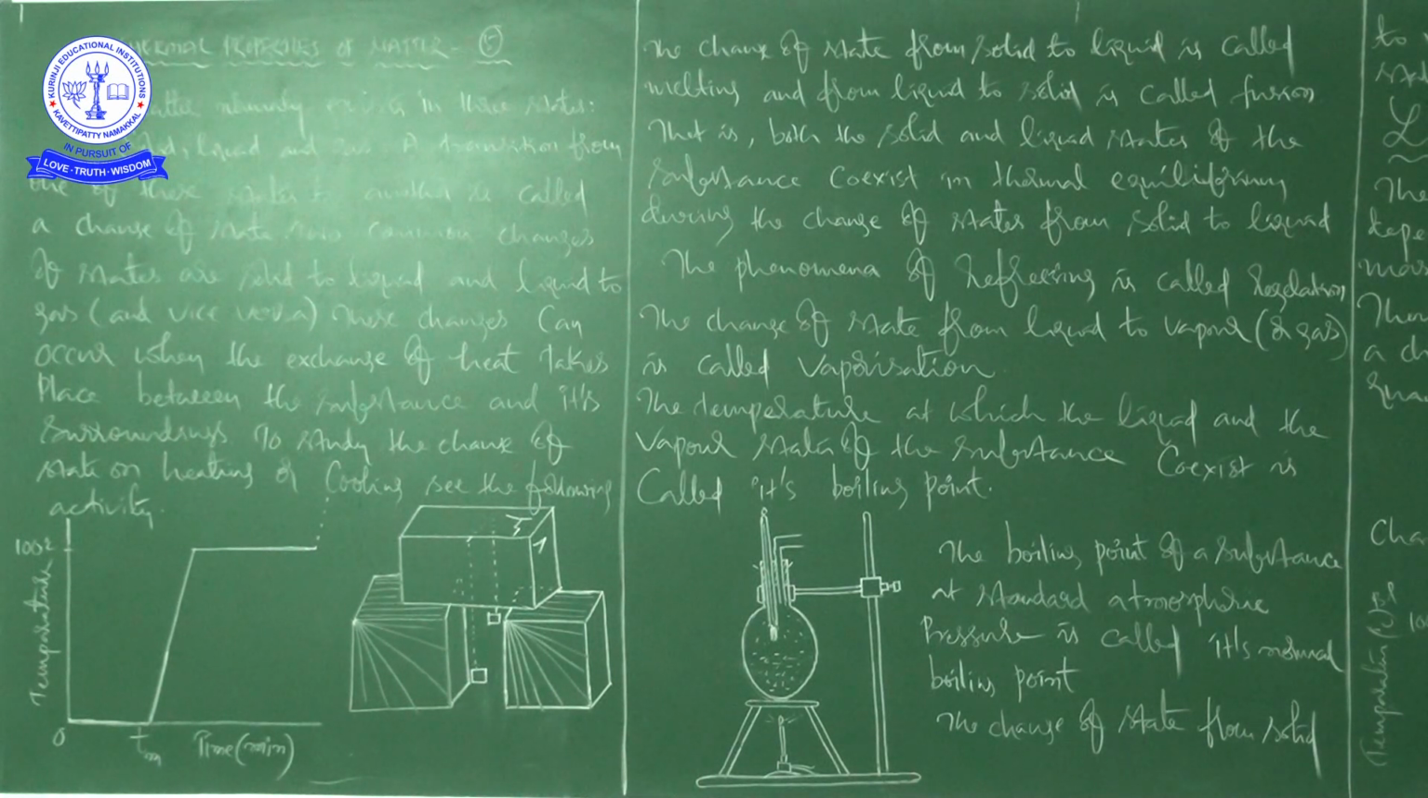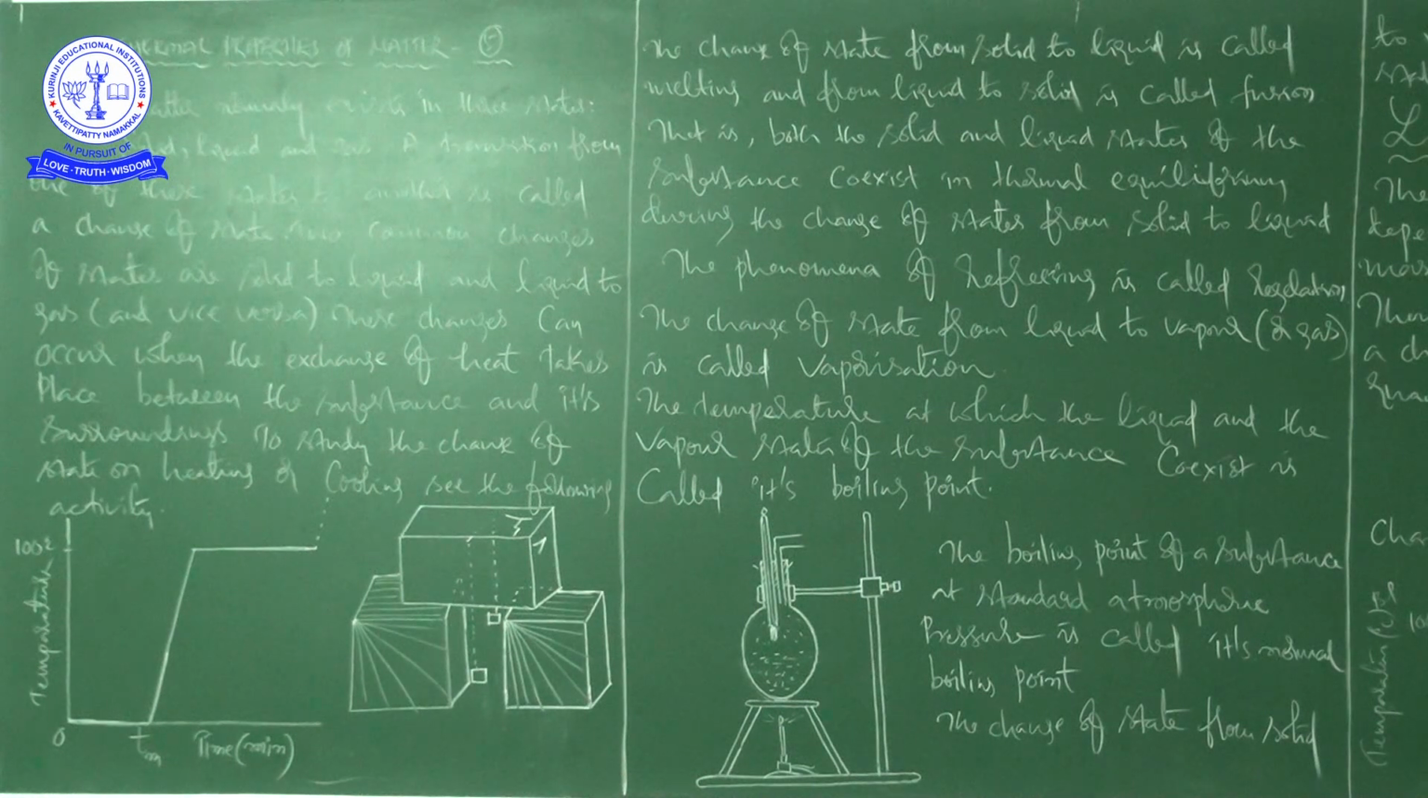That is one thing. And next, it is a characteristic of the substance. It also depends on pressure, right? So the melting point also depends upon the pressure, as in the game of skating. Now, the melting point of a substance at standard atmospheric pressure is called its normal melting point.